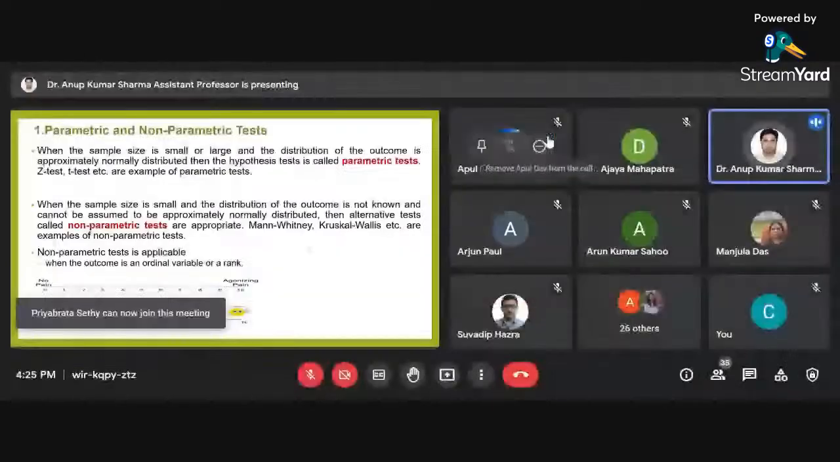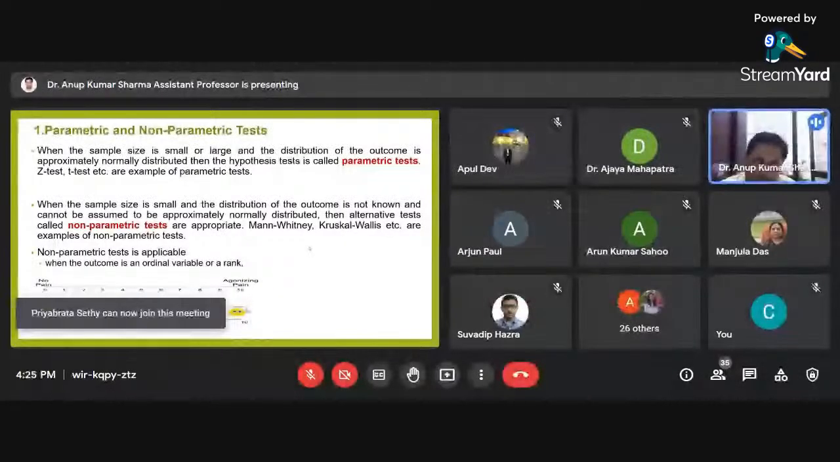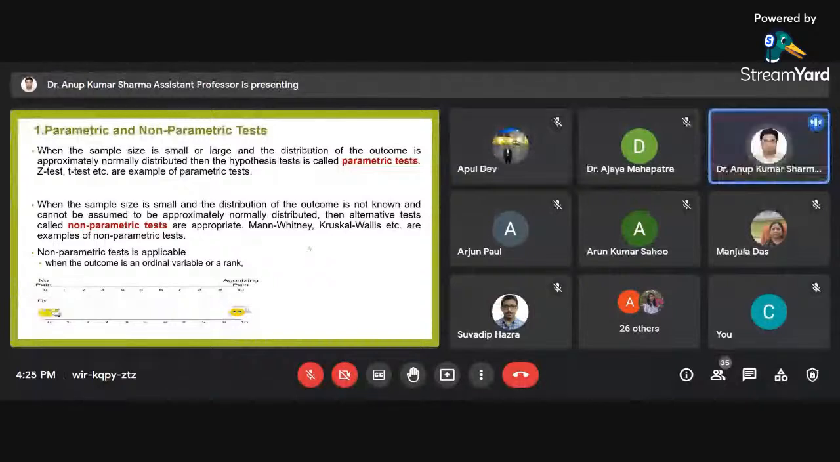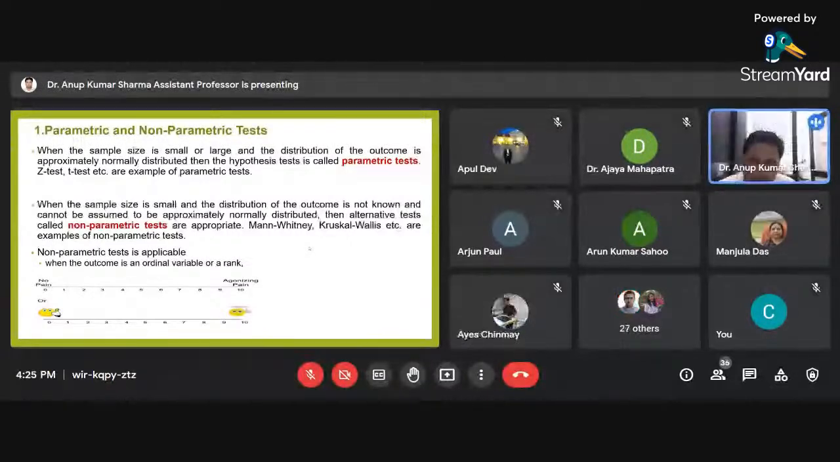Here, for the parametric tests, there are the Z test and T test. Those of you in master's degrees or who are BTech students, I think you have done the Z test and T test. Some more tests are there, like the F test. These come under parametric. The chi-square test does not come under parametric; it comes under the non-parametric tests.